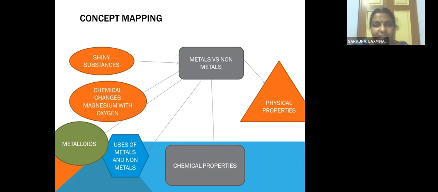Right. The next one is metals versus non-metals. The materials, metals and non-metals. So when I was trying the concept mapping, I understood that for metals, they do not learn anything about metals in class 7, but they are learning about chemical changes. In chemical changes, they are learning about burning of magnesium ribbon. A very interesting example they have learned.